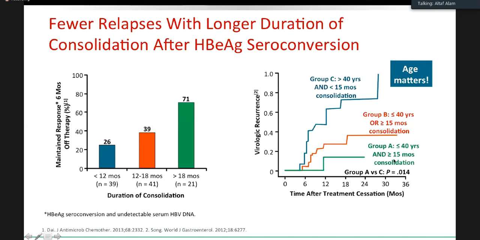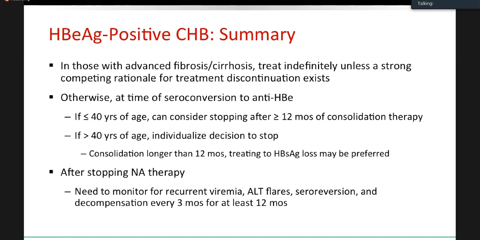Greater than 15 months of consolidation, very little recurrence. More than 40 years, less than 15 months of consolidation, very high recurrence of the virus after stopping treatment in E antigen positive patients.